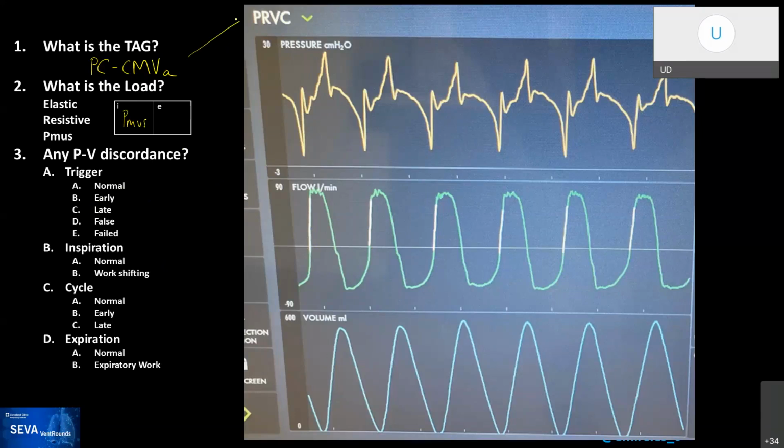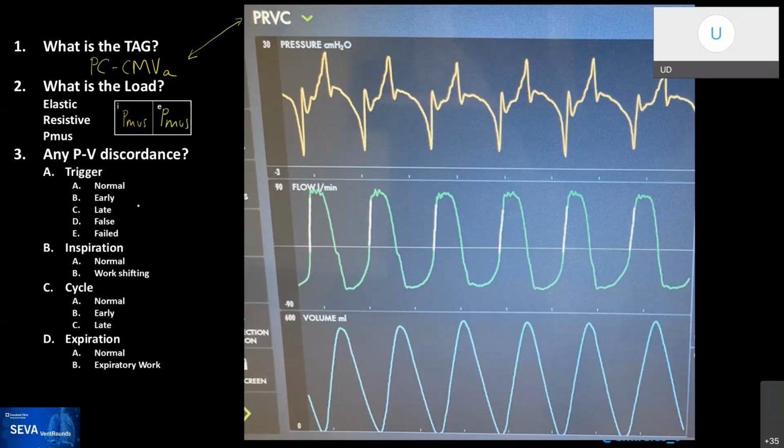Load, like I said, in inspiration, and to see the load, you really want to see both the waveform pressure and flow. There's a lot of PMUS in the load. In expiration, I think there's expiratory work also, so I would say there is PMUS there. Looking at the time constant, it's very difficult to see the time constant. I would just say it's PMUS.